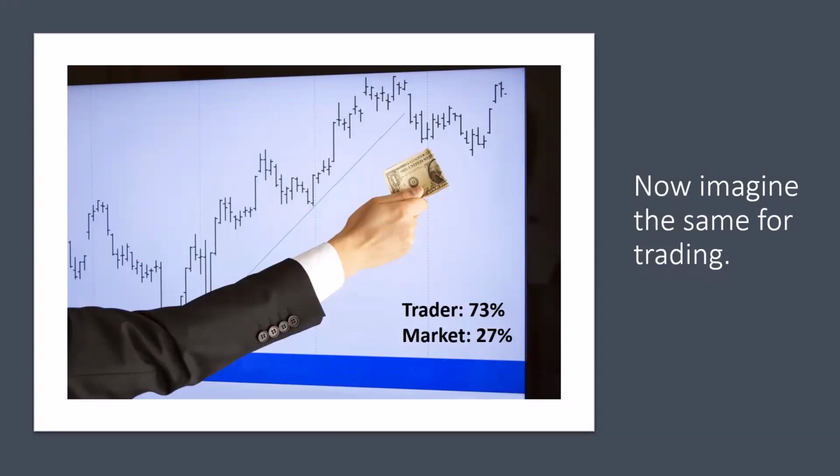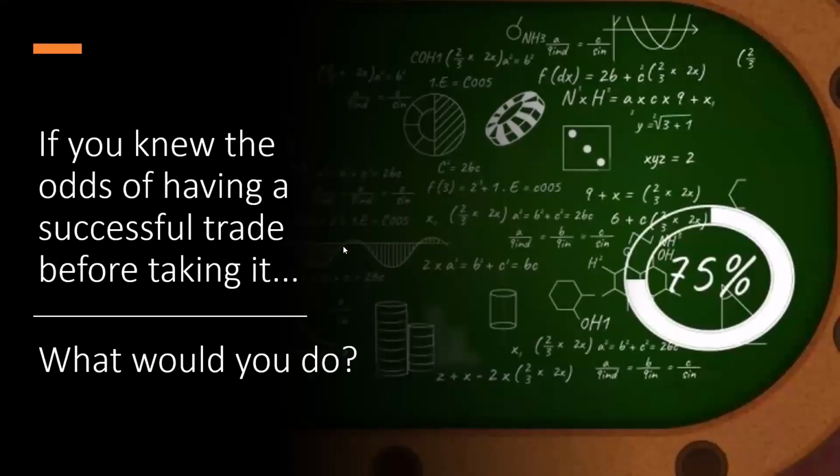How is it possible to calculate these odds, display them, and make them available to the trader? And if these odds are available and the trader applies them to their trading strategy, does it actually make an impact? So this has been our research topic over the summer, and the results of this I'm going to show you today. In other words, if you knew as a trader the odds of having a successful trade before taking it, what would you do?